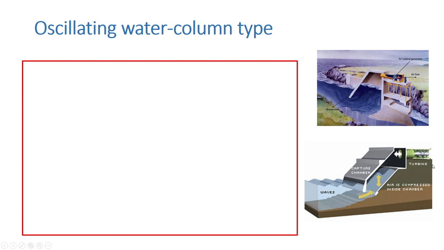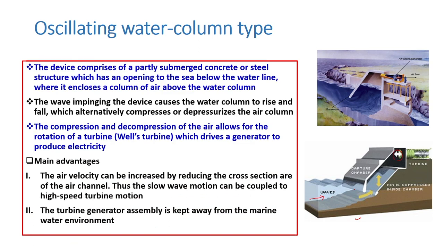We have the oscillating water column type. Here we make this kind of arrangement to run an air turbine. Water enters this channel and then the air inside this duct is compressed and this turbine starts rotating and producing electricity. When the wave goes off, again there is a pressure difference, and because of that the turbine will rotate again. So both ways we can generate electricity, but here we are not using water, only air is compressed and the air turns the rotor and produces electricity. You can see the arrangement here.